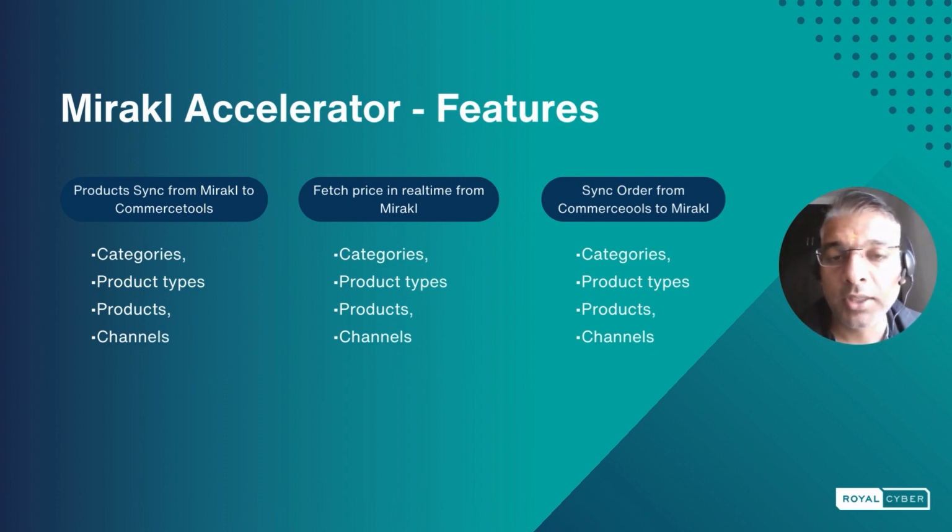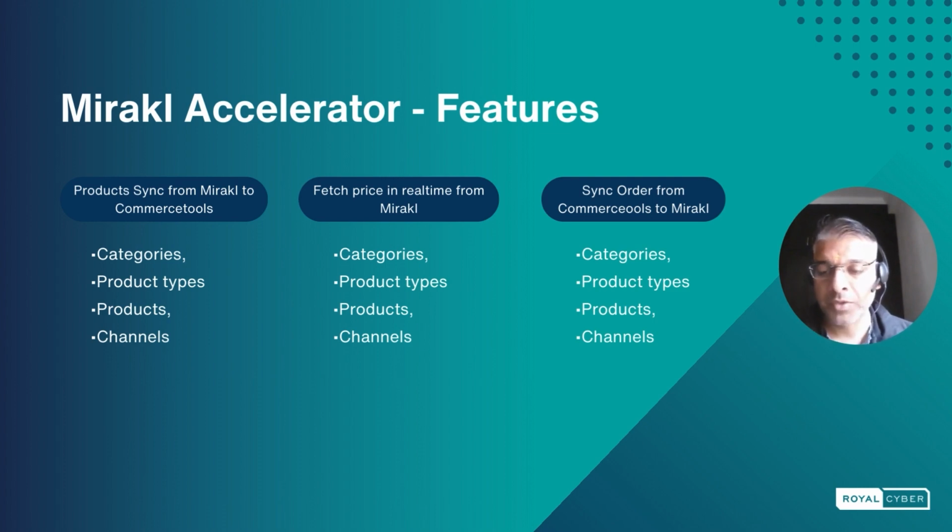Now, the last one, but not the least, which is syncing of orders between Commerce Tools and Miracle. So, during the journey of the customer in their e-commerce application, the details are going into Commerce Tools. Whenever they are happy with the product and the offer given by the supplier, they'll continue to checkout and create the order in Commerce Tools. And as soon as the order gets created in Commerce Tools, it will go to the Miracle platform.